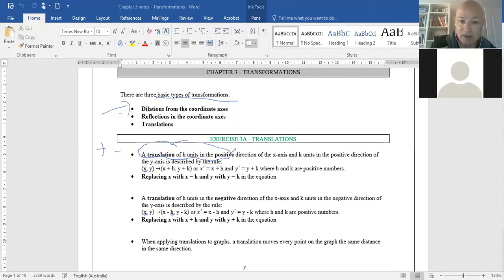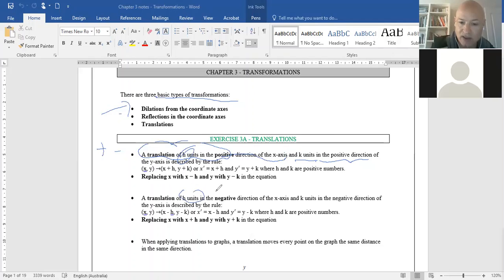So if we're talking about a positive translation along the x-axis, we add h units on the x. If we're talking about k units in the y, we add k units along the y. If we're talking about a negative translation, we still do the same things. We're only talking about translations here. So it all goes on their respective axes.